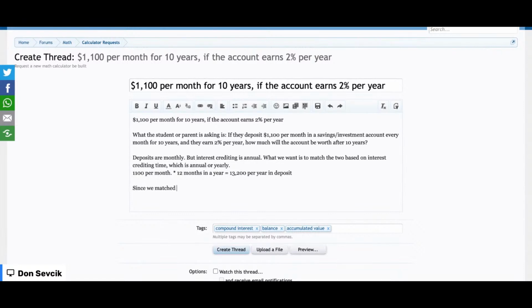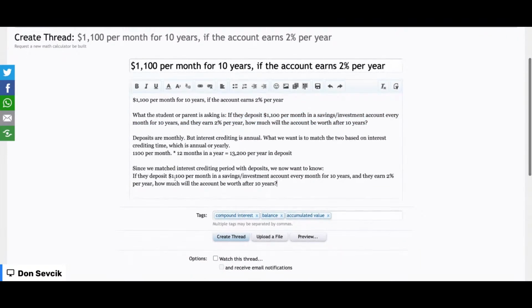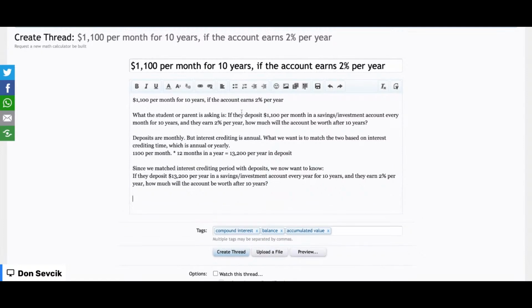Since we matched the interest crediting period with deposits, we now want to know, I'm going to change this up, if they deposit 13,200 per year in savings every year for 10 years. All right. This is key here because most of the time the deposit period should equal the interest crediting period. In this problem, it does not. That's the key. That is the trick.